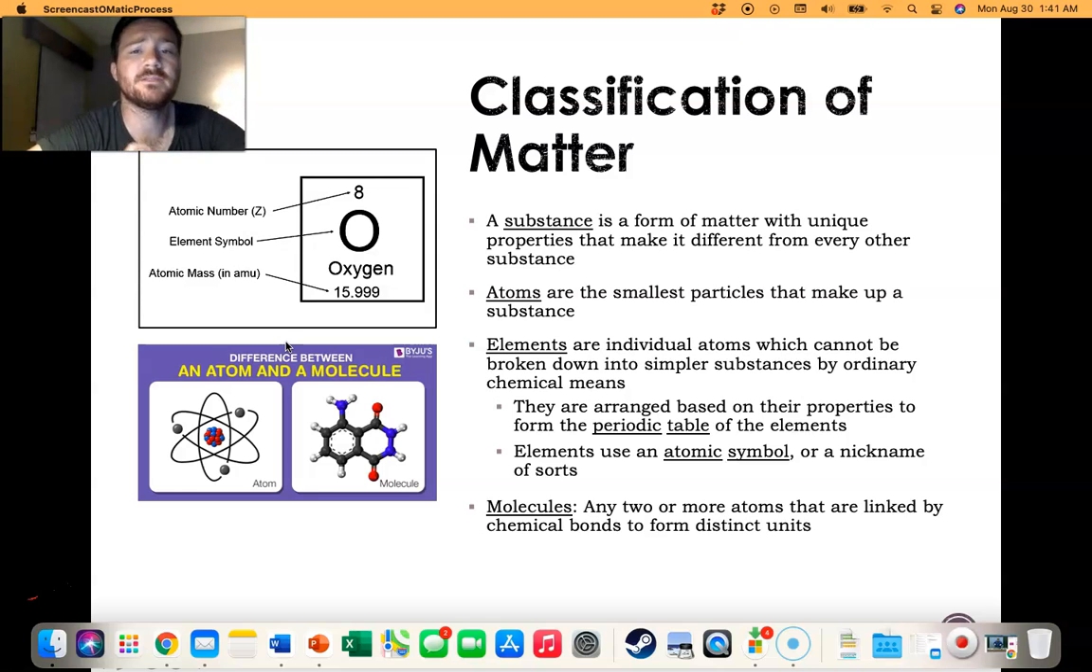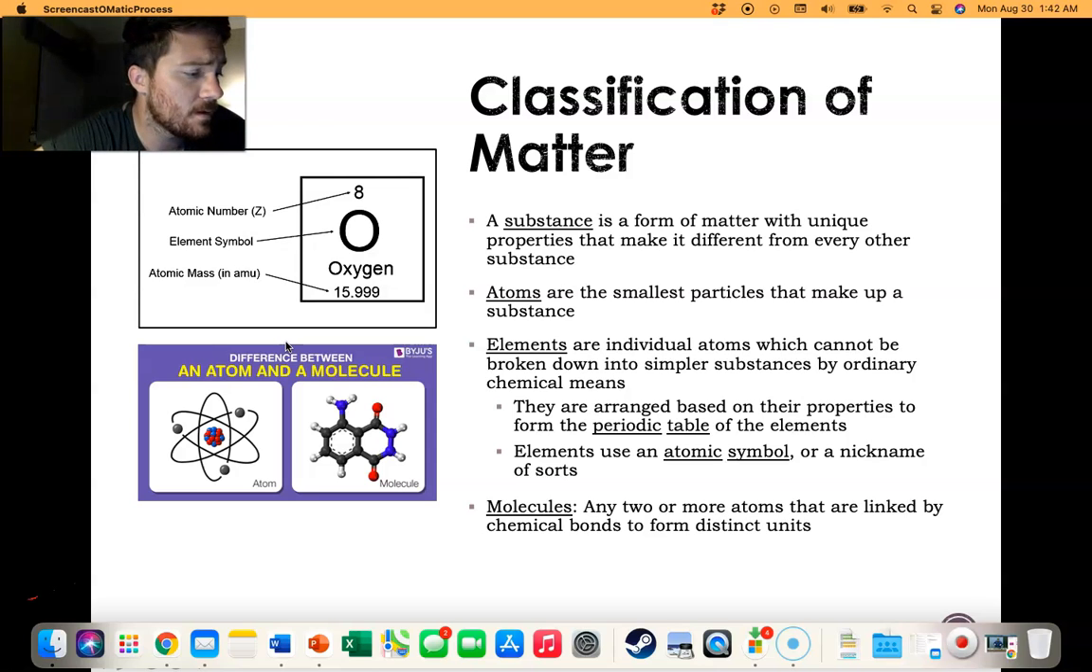But first, a substance is a form of matter with unique properties to make it different than any other substance. Atoms are the smallest particles that make up a substance. Atoms come in these forms called elements. These elements differ from one another. There are 118 elements out there that we know of, and we are creating more. And we're doing so in a lab.